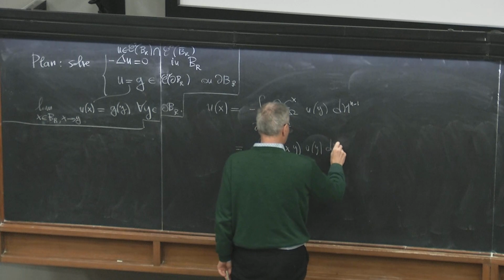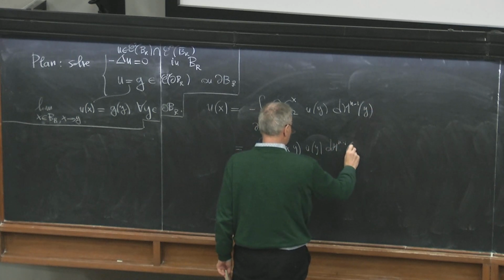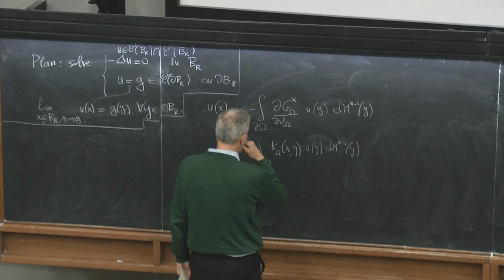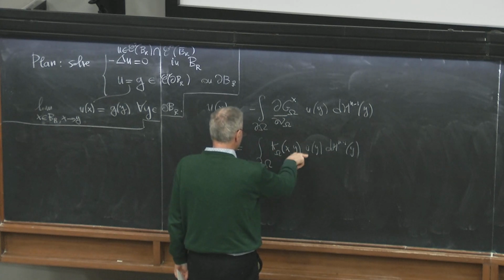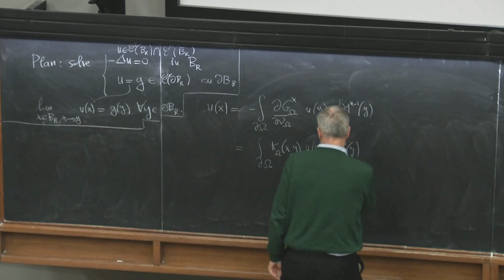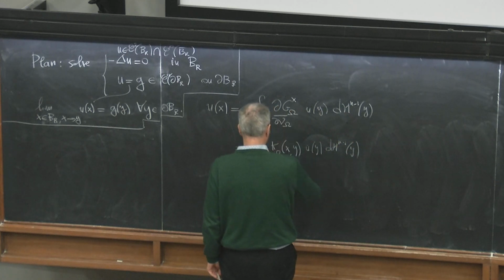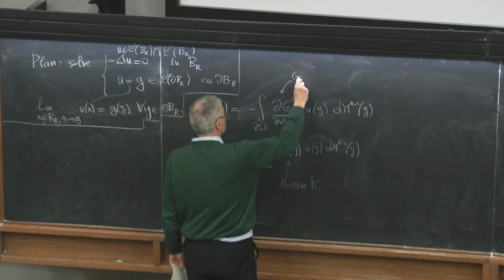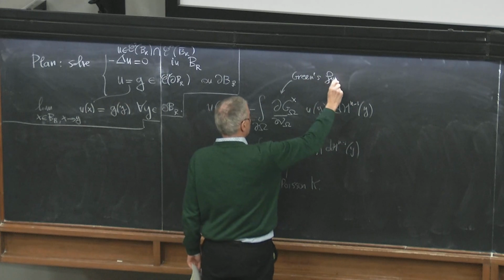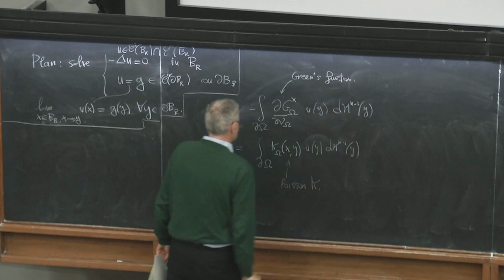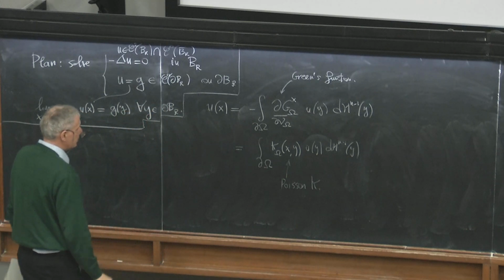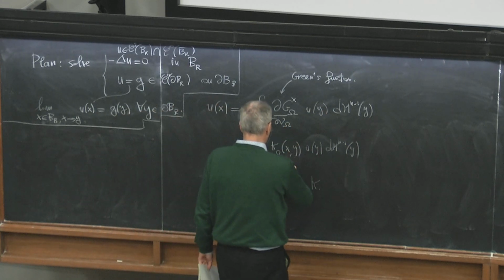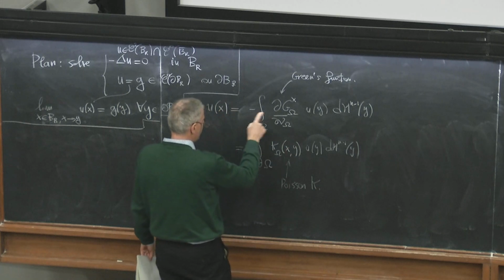This expression was called the Poisson kernel. This was called the Green function of Omega. The Green function was based on solving a problem. So this K is simply minus this normal derivative.